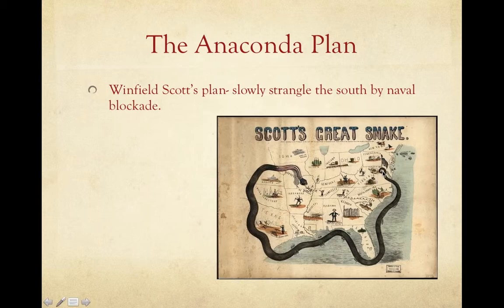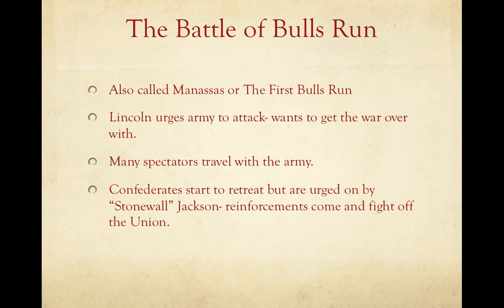Oh, notice how it starts in Washington, D.C., right? So you send your fleet out, you capture all these ports, you move around. It also included cutting off the Mississippi, and like a big snake, a python, an anaconda, it was going to squeeze the South to death economically.